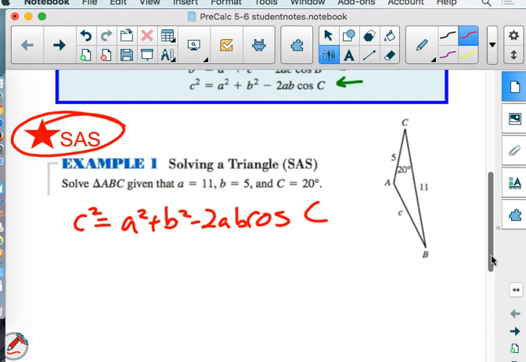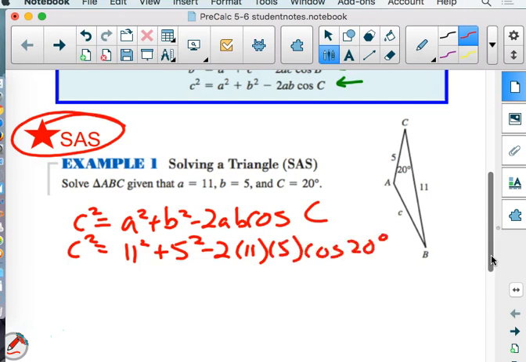So I should just start putting stuff in. I've got the a and the b, and I have C. Let's see what we get. So c squared equals 11 squared plus 5 squared minus 2 times 11 times 5 times the cosine of 20 degrees. Is that all calculated? It is. So we're going to punch that in, see what we get, and that will give us c squared. And then from there, we'll just take the square root. So we just have to punch it in carefully.